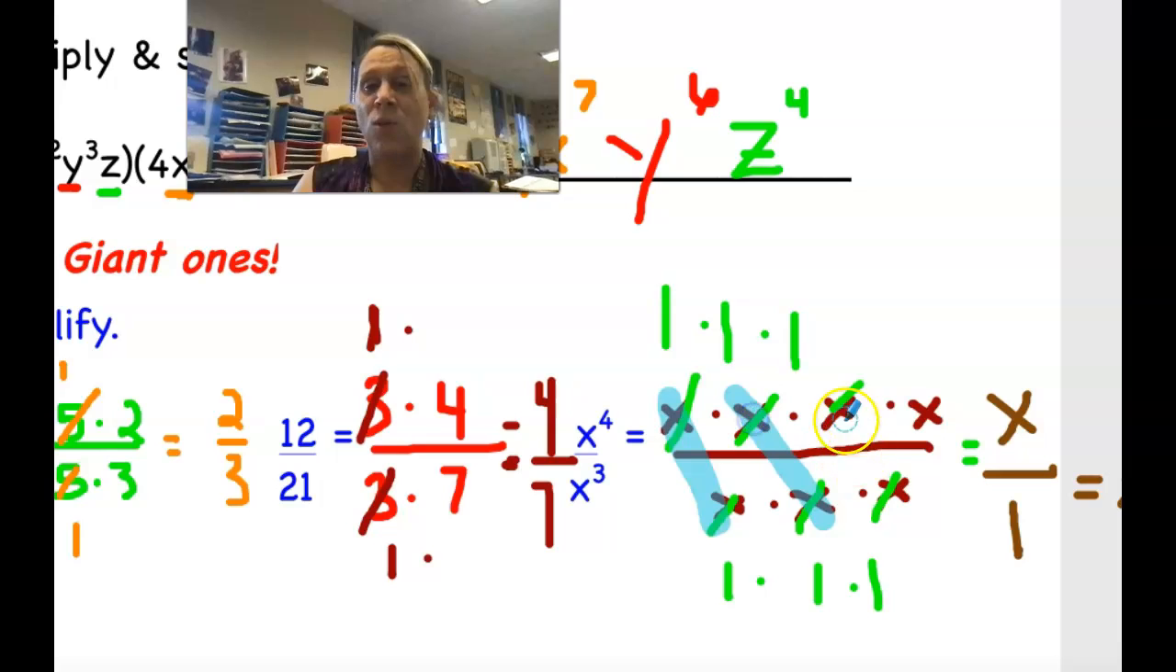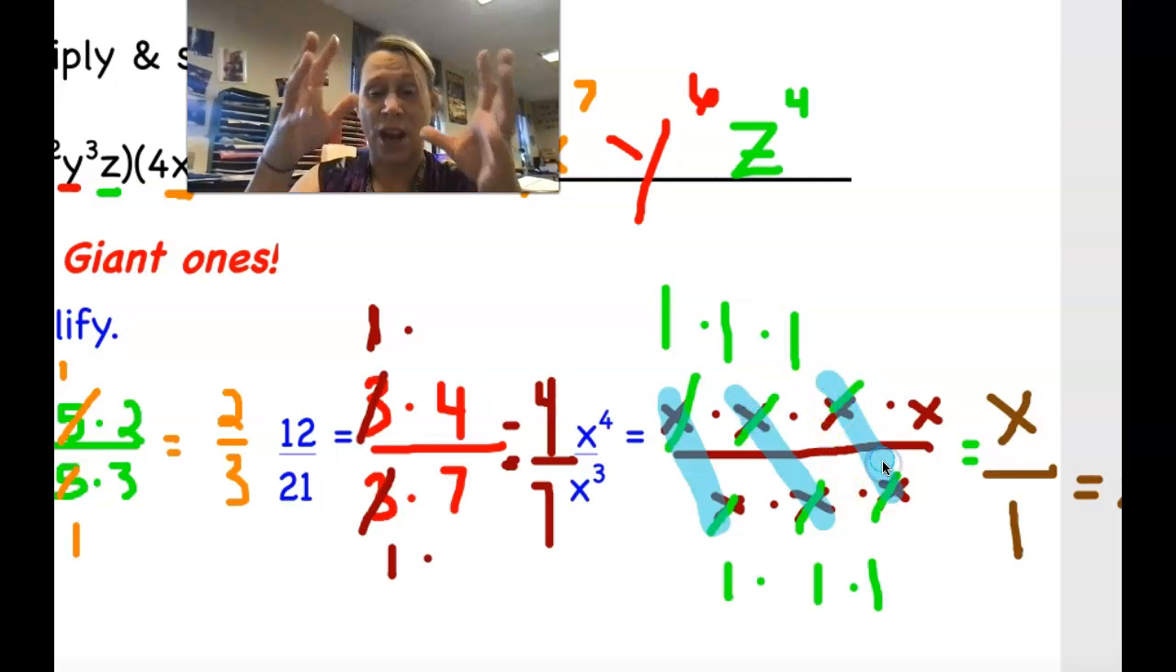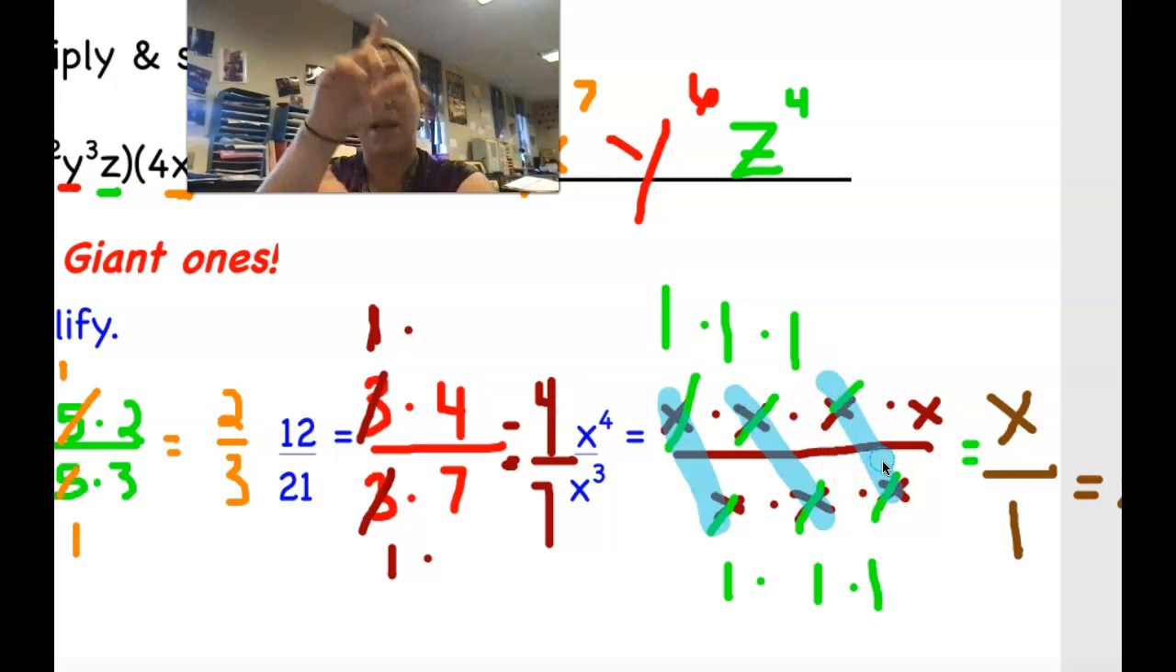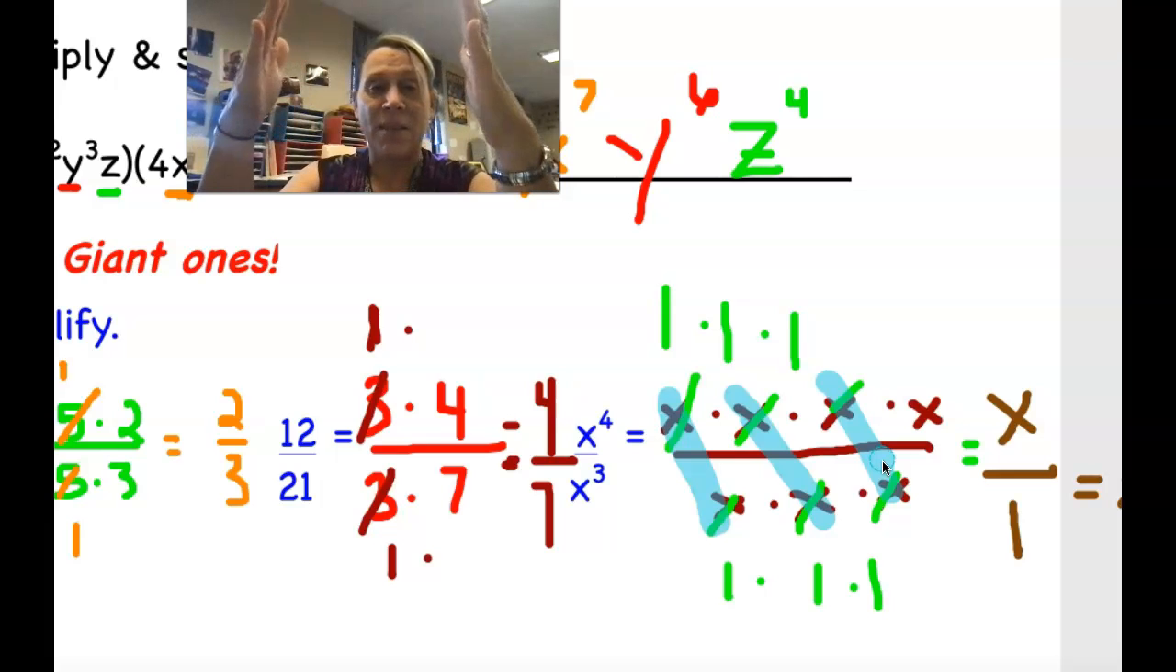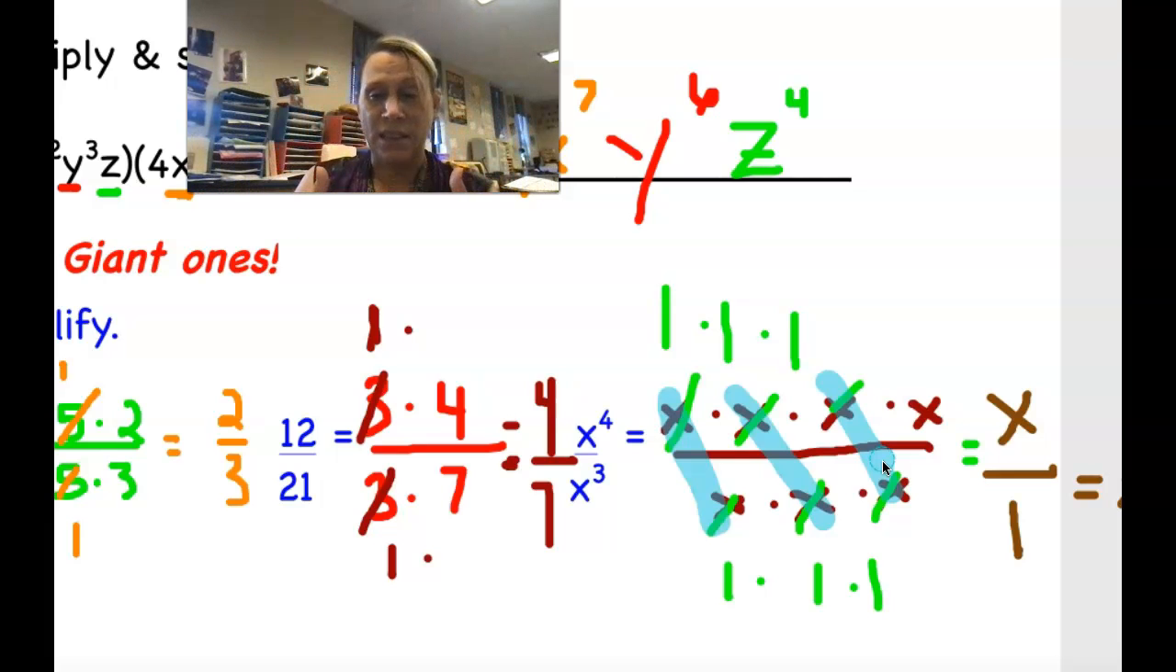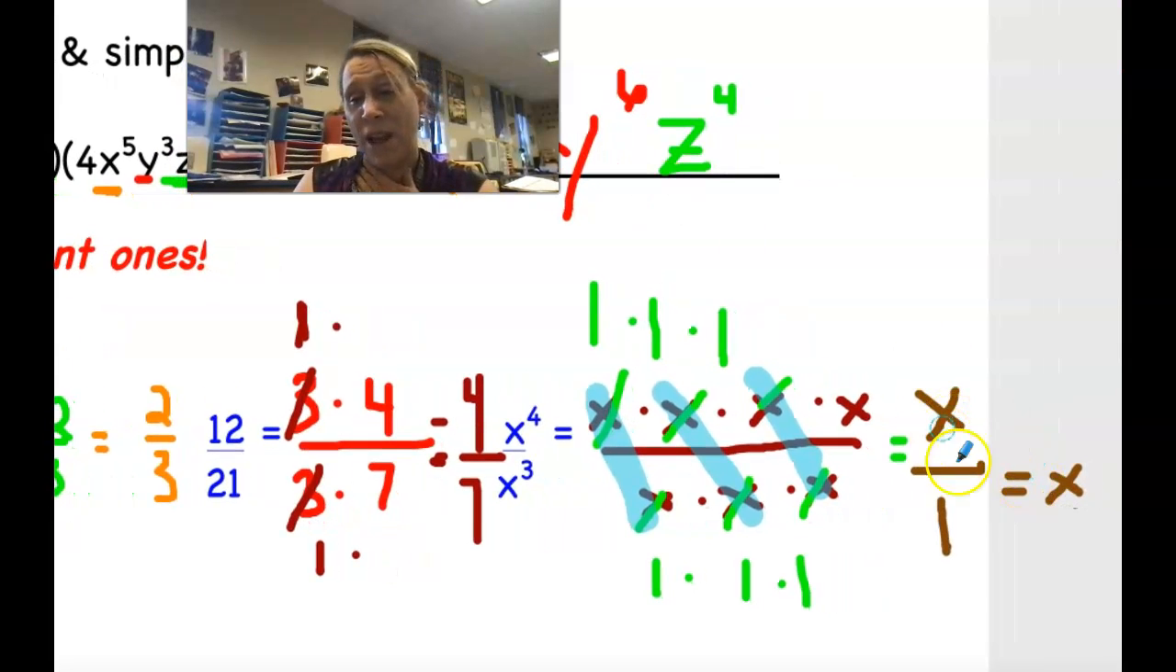Here's a pair of giant ones, and here is a pair of giant ones, because x divided by x makes 1. It could be a negative 3 over negative 3, or negative 7 over negative 7, but whatever it is, it's the same number over itself, leaving us with just good old x over 1, or really simplified, leaves us with x.